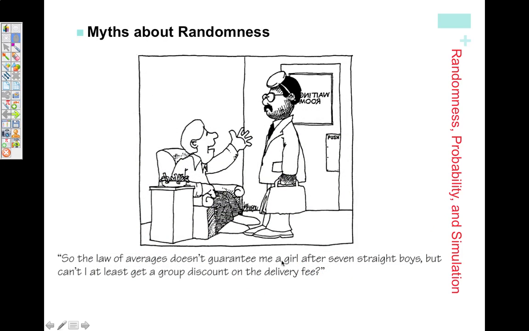So some myths about randomness. We have a person in the doctor's office. The law of averages doesn't guarantee me a girl after 7 straight boys. This is a misconception. This is a myth that, okay, I've had 7 kids, they're all boys, I really want a girl, I'm due to get a girl. Well, no. It doesn't matter that you had 7 straight boys. That has no effect on the next child. It doesn't matter that you lost 50 hands in a row at blackjack. You are no more likely to win the next one than you were the others. Each hand doesn't remember what the previous one was. Each roll of a die doesn't remember what the previous one was. Each flip of a coin doesn't remember what the previous one was.